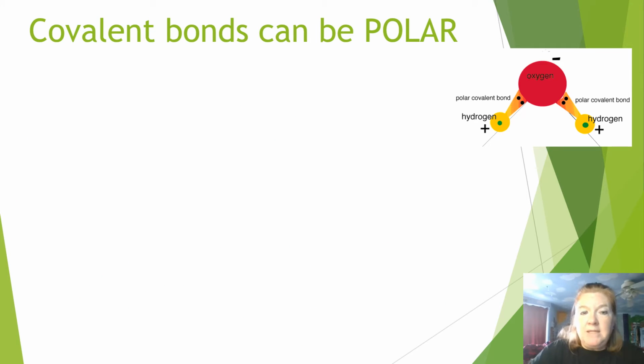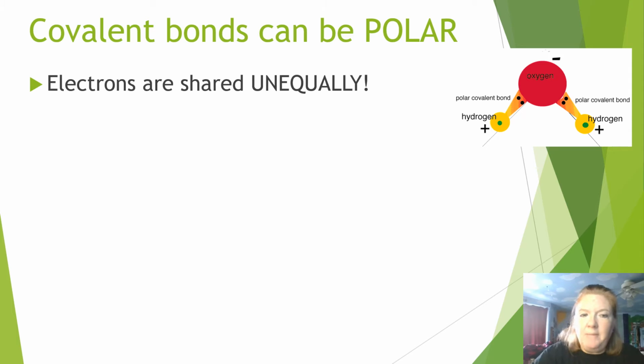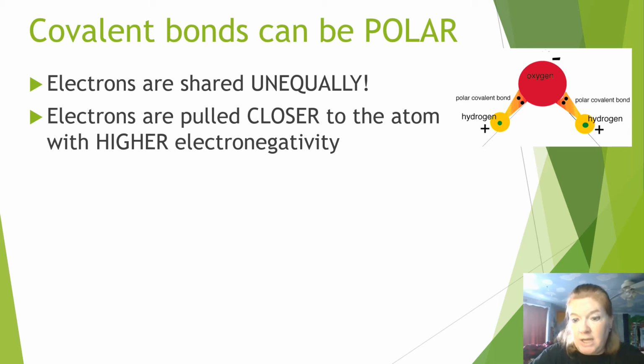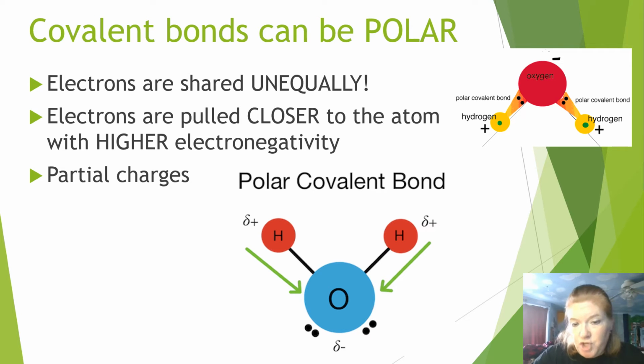Now, covalent bonds can be polar. That means the electrons are shared unequally. And it has to do with electronegativity. The electrons are pulled closer to the atom with higher electronegativity. So we end up with partial charges.